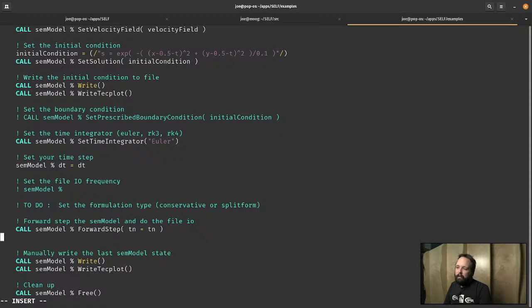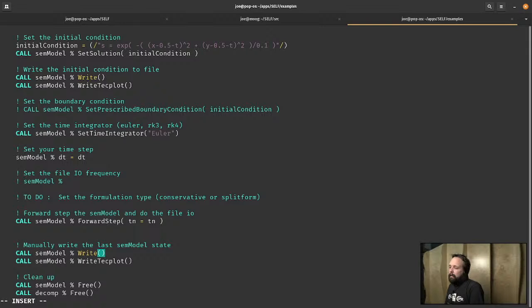A couple more things are coming. As you can see, I'm still working on figuring out how to set the formulation type that you want to use, so that you could either use the conservative form that we had before or that split form that we just implemented today. And again, that's going to be model dependent. Those won't always be available for every single model. Then you just call forward step.